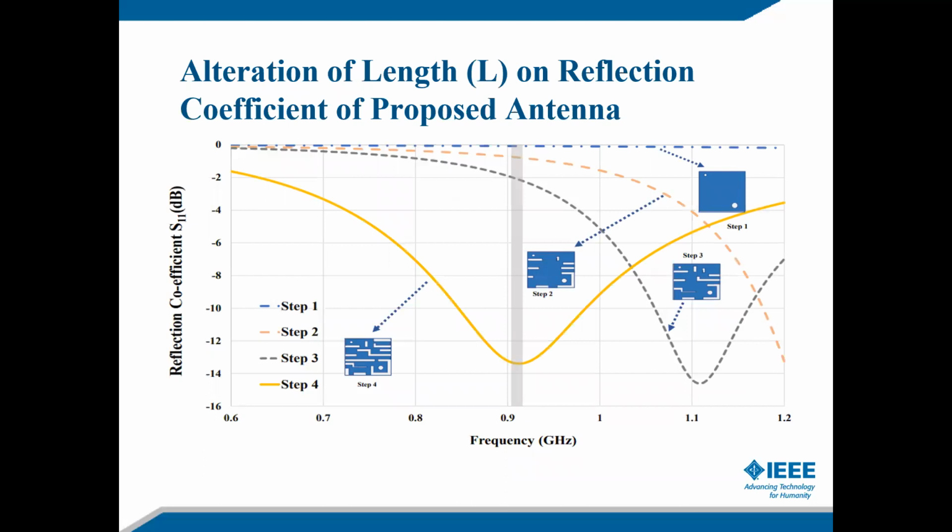So to achieve the results, we have followed different steps, from step 1, 2, 3, 4. Step 4 is the actual final result. We have followed the steps from step 1. There is no band. From step 2, we have achieved a band at the higher frequency. From step 3, the higher frequency band shifted to a lower frequency. In step 4, we achieved the resonance at the frequency that we need.